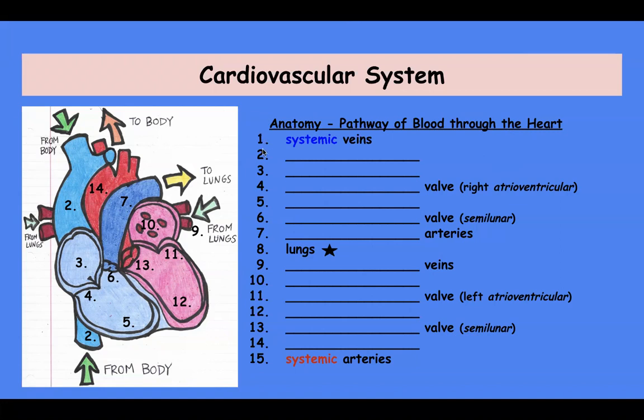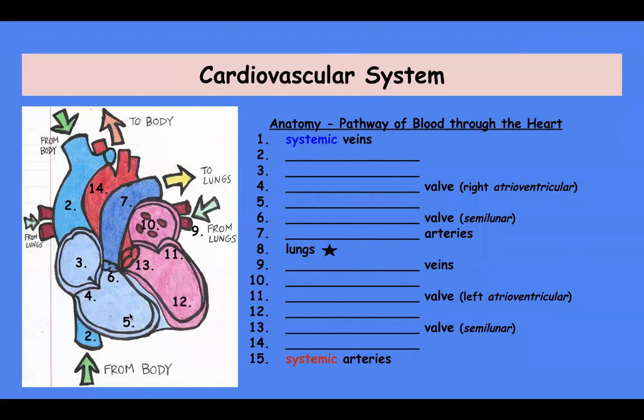Which is why if you see number 1 and number 15, and number 8, I have filled those out for you. So we know that veins are going to deliver blood to the heart. It's going to go through a very specific pathway within the heart. It's going to want to go to the lungs, and we'll talk about later why that is. And then eventually, it's going to continue its cycle within the heart, and then eventually go out.